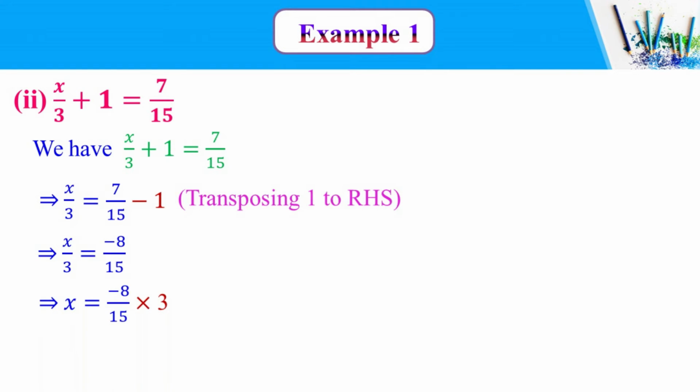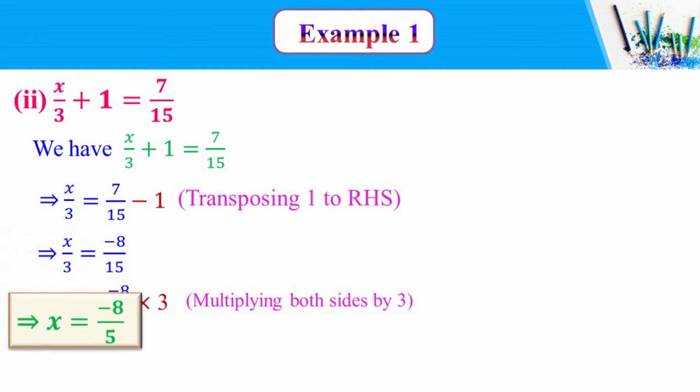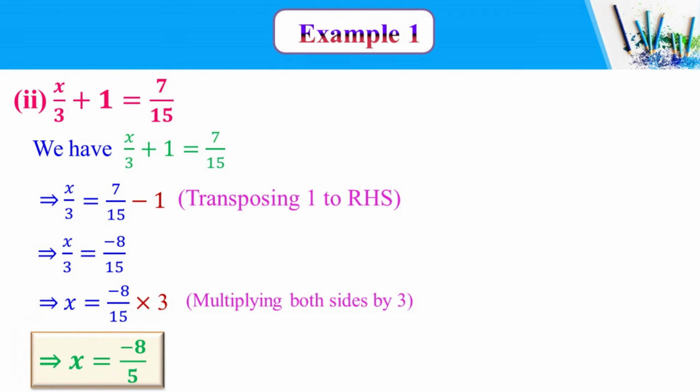Now multiply the equation with 3 on both sides of the equality. x by 3 multiplied by 3, the 3s are cancelled. So, x equal minus 8 by 15 multiplied by 3. Here 15 and 3 are cancelled. So, x equal minus 8 by 5. The solution of x by 3 plus 1 equals 7 by 15 is minus 8 by 5.